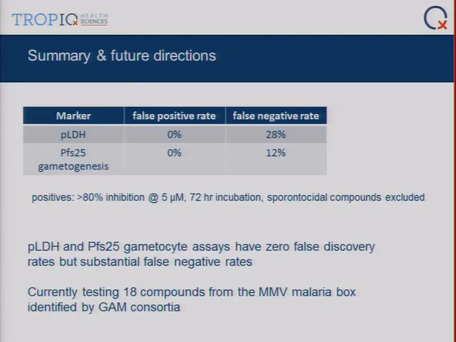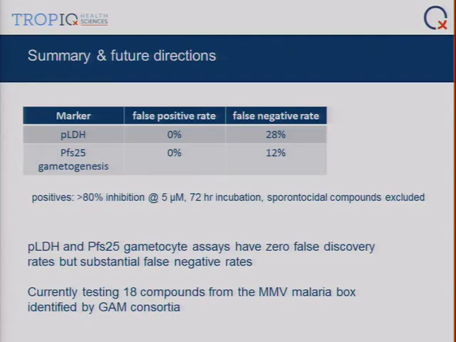And in this analysis, we excluded the sporontocidal compounds. So there are compounds acting against gametocytes that we miss in those 2 gametocyte assays. And I think that indicates that the set of functions that describes gametocyte infectivity is larger than PFS25 and PLDH activity alone. So where do we go from here?